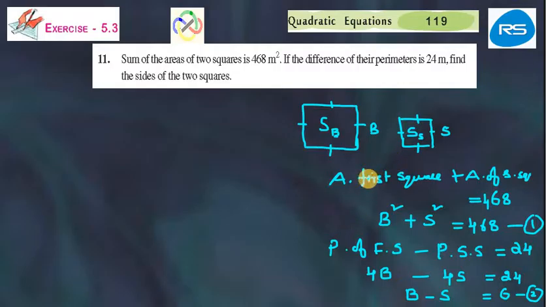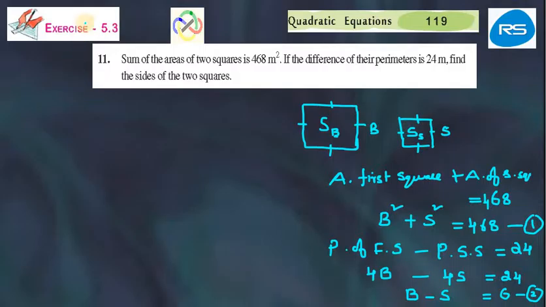The first equation we are obtaining from the information: the area of the first square plus the area of the second square is 468. So B square plus S square is 468. And the second equation is the perimeter of the first square minus the perimeter of the second square is equal to 24. So 4B minus 4S is equal to 24, B minus S is equal to 6. So from both the equations, we can do one thing: squaring on both sides the second equation.